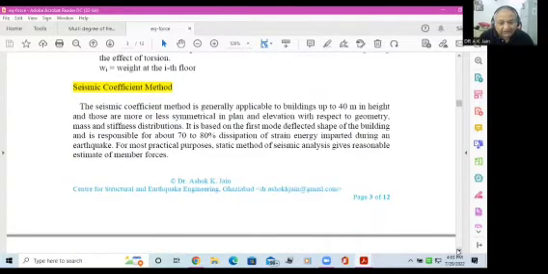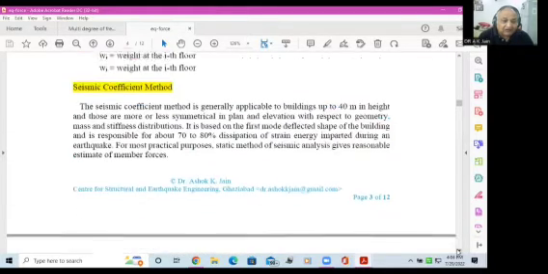Now coming to the seismic coefficient method. As I mentioned to you, this method is based on the first mode deflected shape. It is responsible for 70 to 80% of the dissipation of the strain energy imparted to the building during an earthquake.